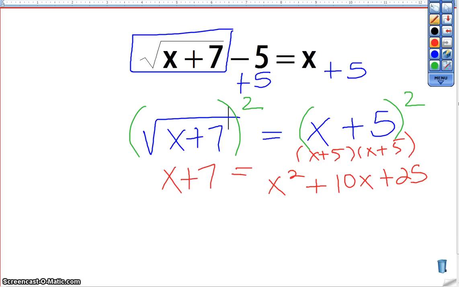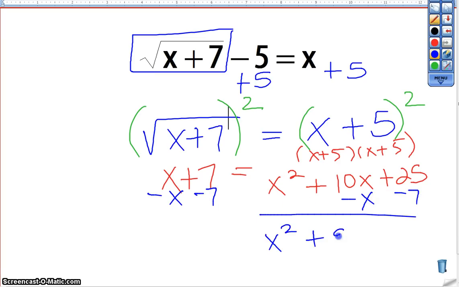To solve this, you've got to get everything equal to 0. And I think the easiest thing would be to take your x over here, minus x, and minus 7. So I'm down to x squared plus 9x plus 18. How are you going to solve this, guys? You can g-solve root it, you can do the quadratic formula, you can factor it, you can complete the square. You've got lots of choices, so here we go.